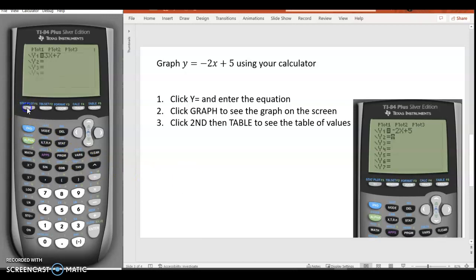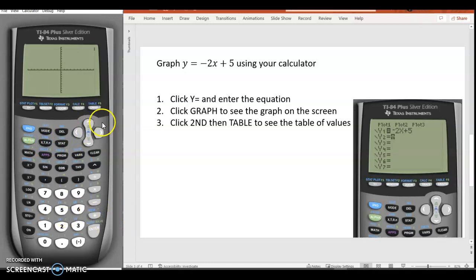So I'm going to go to y equals, and then if I hit clear, it'll clear out what I've typed in. When I type in negative 2, make sure that you're using the negative sign and not the subtraction sign. If you use the subtraction sign, you'll get an error message. So you want to type negative 2x plus 5.